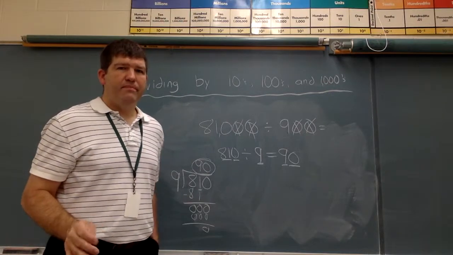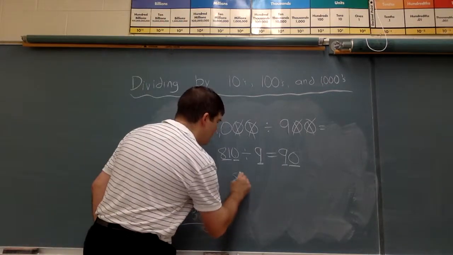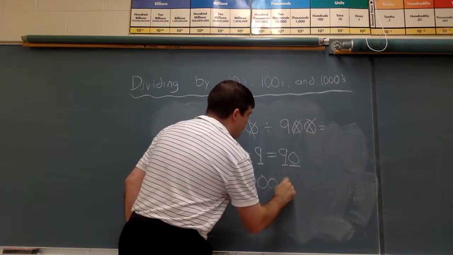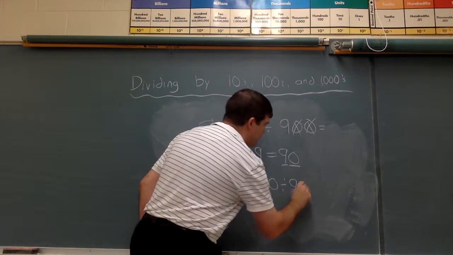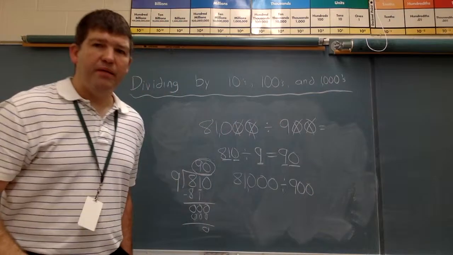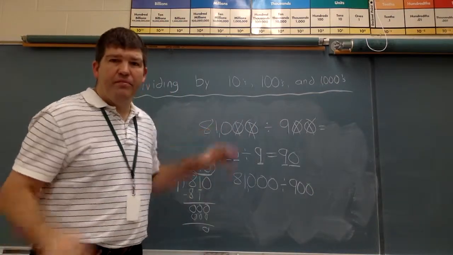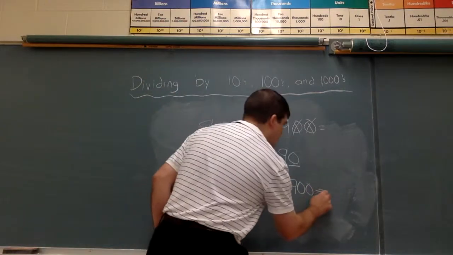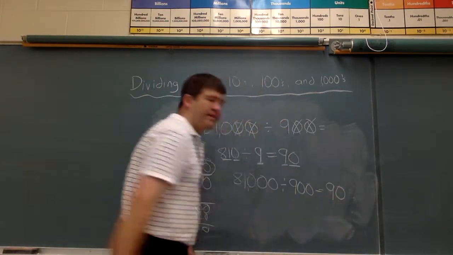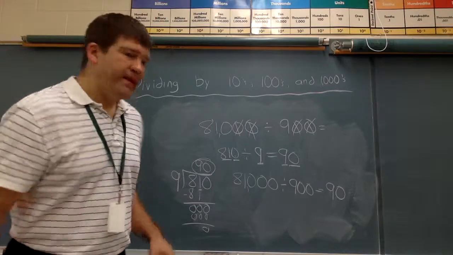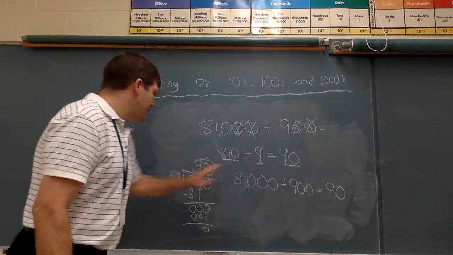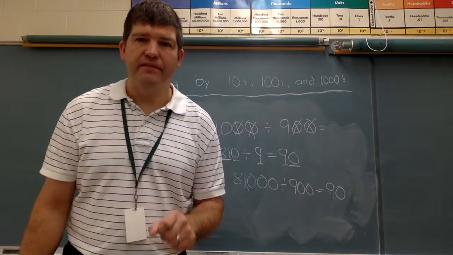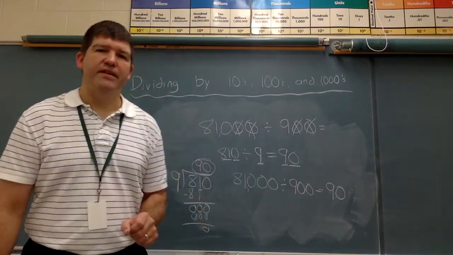Here's what I'm suggesting. I'm suggesting that 81,000 divided by 900, which is the original problem I started with up here before I crossed out some numbers, is going to get me to 90. That's what I'm suggesting. I reduced it, I brought it down here, I tried it over here, but the final check is to multiply it and to see if I did it correct.